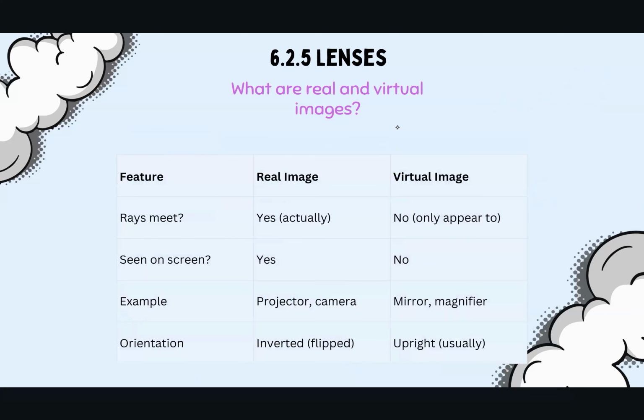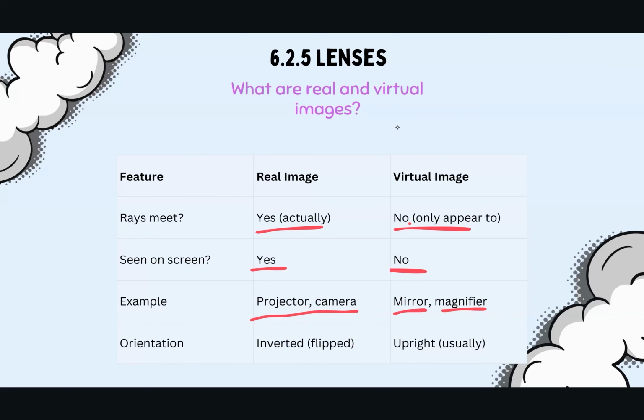So this is a quick summary of it all. In a real image, the rays meet. In a virtual image, they don't. They appear to, but they don't. A real image can be seen on a screen. A virtual image can't. Examples, a projector or a camera. A virtual image example is a mirror or a magnifying glass.